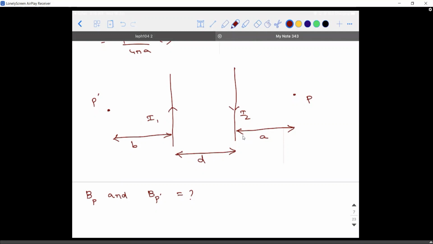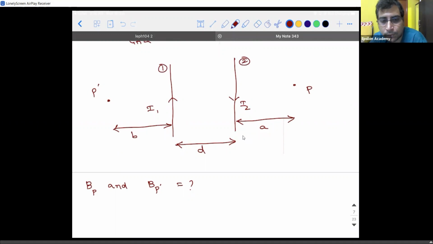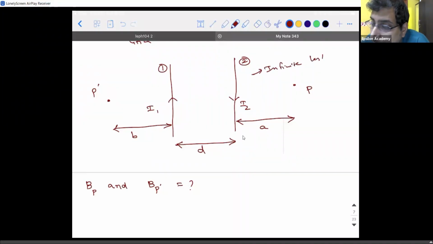So I have a doubt. Please tell me. The wires here, the conductors, aren't infinitely long, right? They are of infinite length. Yes. Okay. Infinite length.